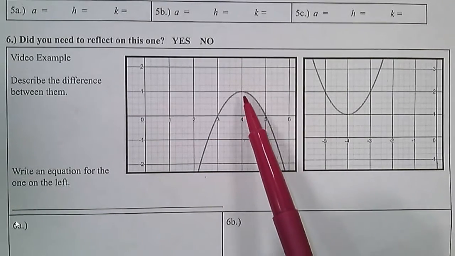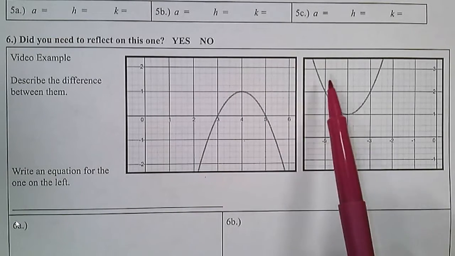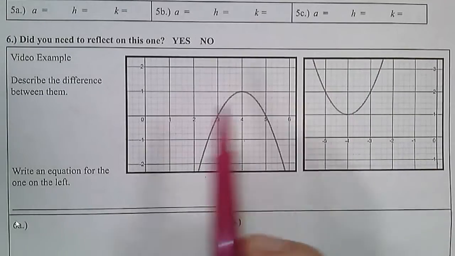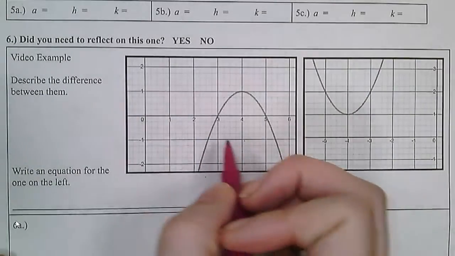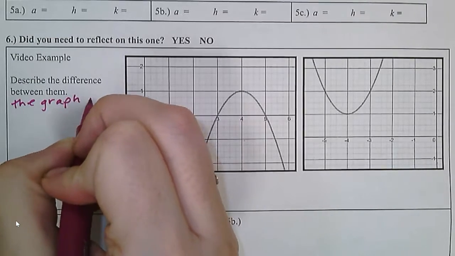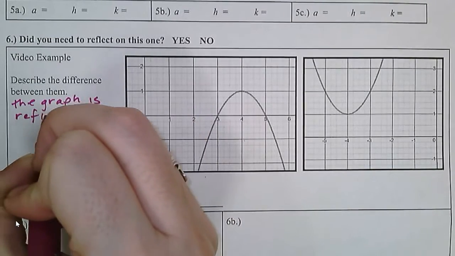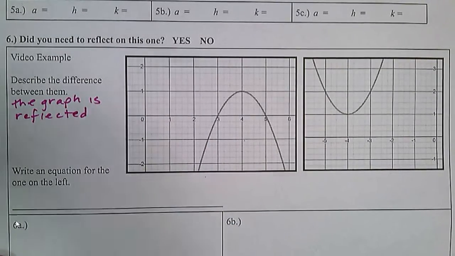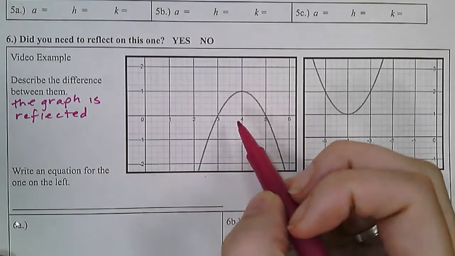But right away, I notice that this one is opening down and this one is opening up. So the difference between them is one of them is reflected. The first graph is reflected. The second one's not. And there's another difference between them.